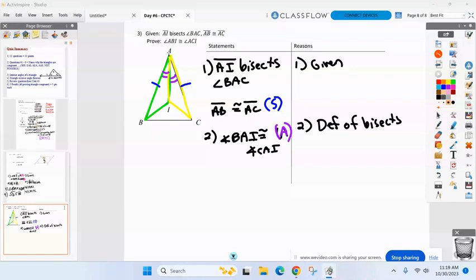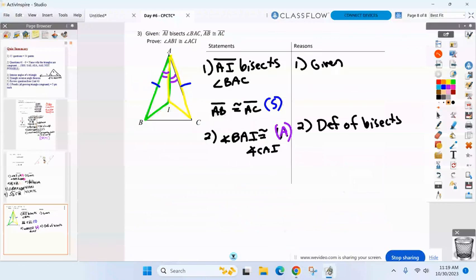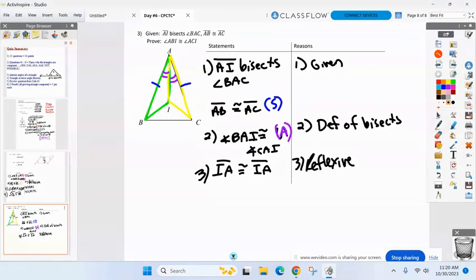Where's the other pair of congruent sides or angles in this diagram? One, three, Castinia, back to you. Everyone loves a good old reflexive, like I said earlier. Don't want to give that away.